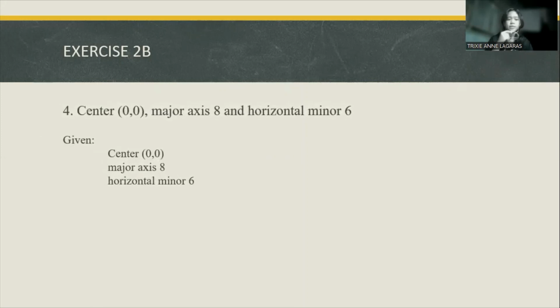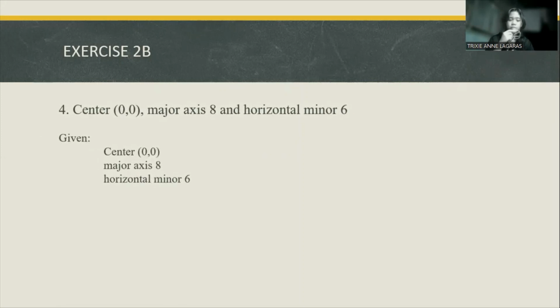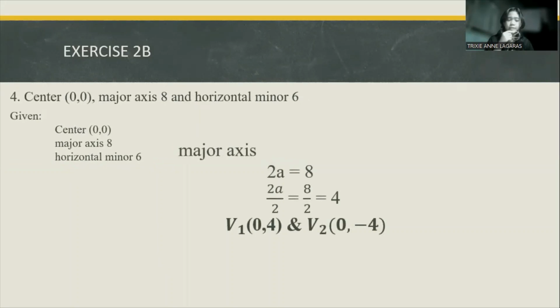So for the given center 0, major axis 8, horizontal minor axis 6. So for major axis, 2a equals 8. We're going to divide both sides by 2, cancel the 2, equals 8 divided by 2 equals 4. So a equals 4. So the vertices are (0, 4) and (0, negative 4).